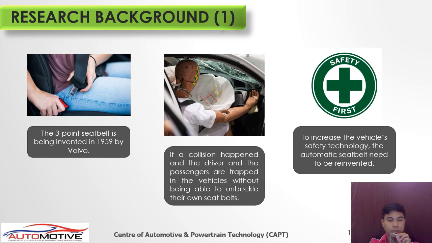First, the three-point seatbelt was invented in 1959 by Volvo. It was invented because it has become mandatory in every modern vehicle to improve the safety of drivers and passengers. Next is the airbag. If a collision happens and the driver and the passengers are trapped in the vehicle without being able to unbuckle their own seatbelt, then to increase vehicle safety technology, the automatic seatbelt needs to be reinvented.